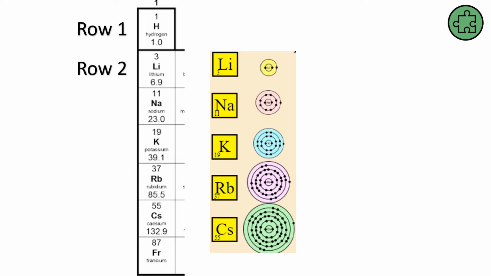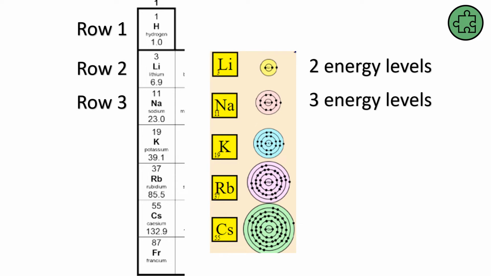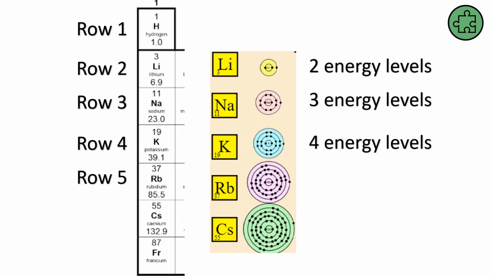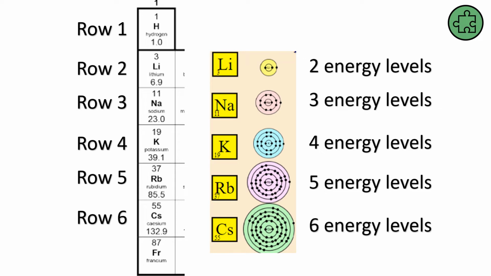So lithium, row 2. Now if you look at the lithium diagram, you'll notice it's got 2 energy levels. Row 3, sodium, if you look at the diagram, has 3 energy levels, 3 circles around the nucleus. Potassium, row 4, guess what? 4 energy levels. Rubidium, row 5, has 5 energy levels. And cesium, row 6, has 6 energy levels. I don't have francium, but that would be row 7.